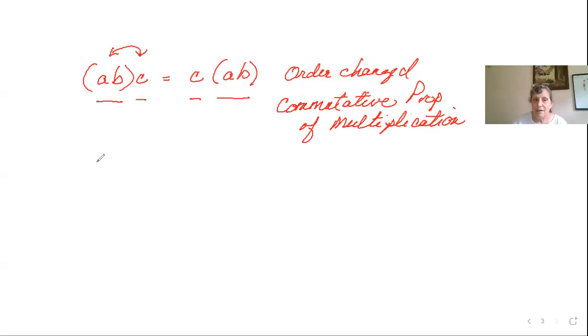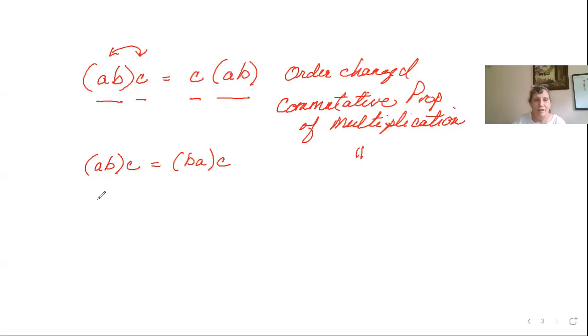What if we had AB times C equals BA times C? Did the things that were in the parentheses change? They both have an A and a B, but their order changed. Because the order changed, this is still the commutative property of multiplication.